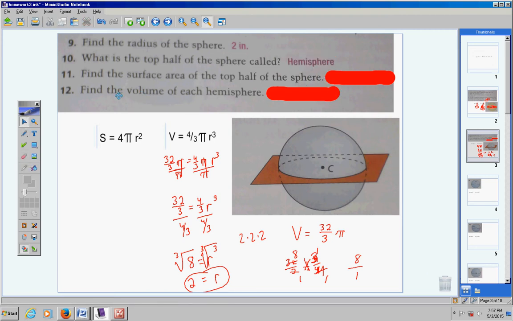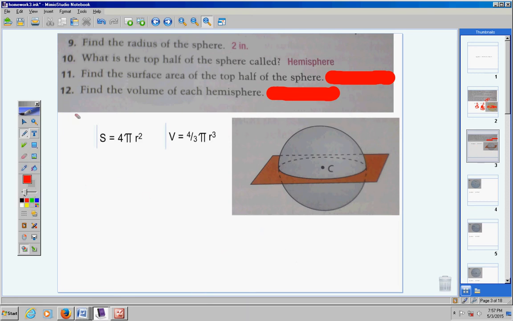Now, number 11, find the surface area of the top part of the sphere. Then find the volume of each hemisphere. Now guys, come on, think this through. This is really a simple problem. Find the surface area of the top half. So let's just find the surface area of the entire sphere, and then we will cut it in half, because they want the surface area of just the top.